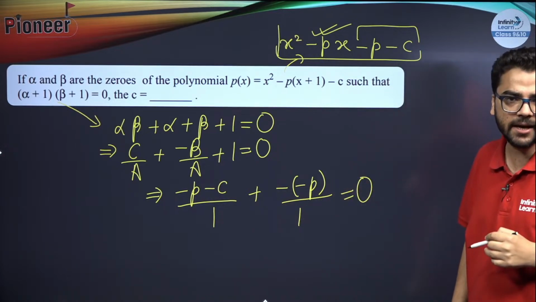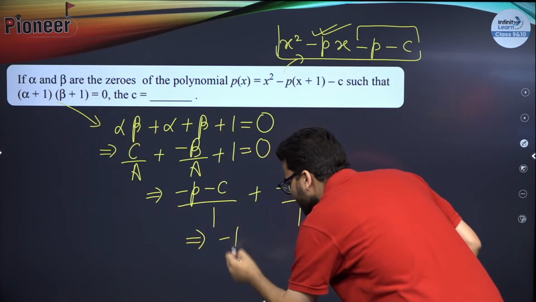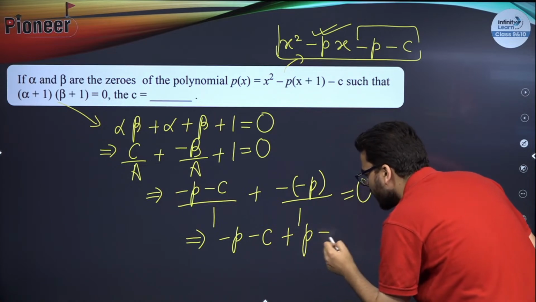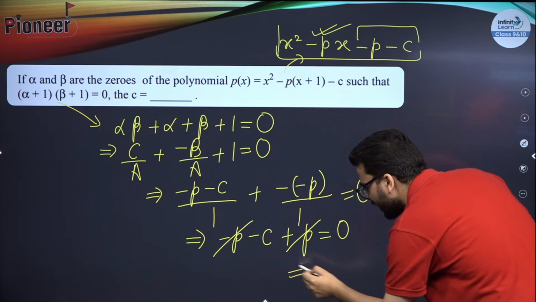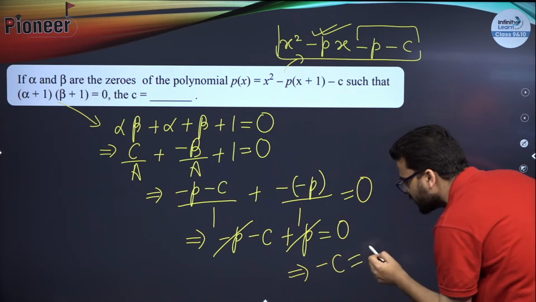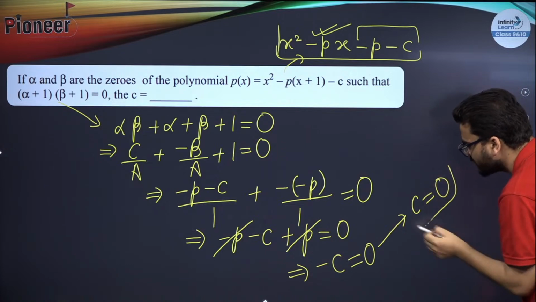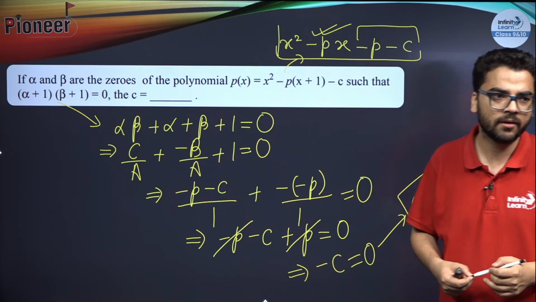I hope that is clear. So let's simplify this thing over here. What will I get? Minus p minus c plus p, that is equal to 0. So can I cancel out this, guys? What I'm getting is minus c is equal to 0, and if you further solve it, you'll get c is equal to 0. So that is the answer.